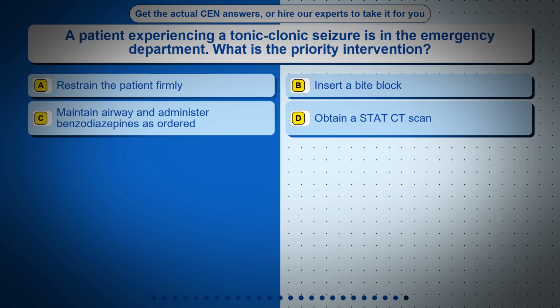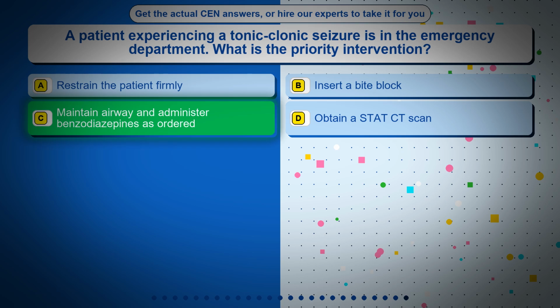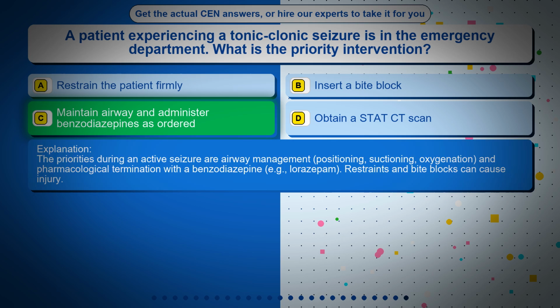Question 24. A patient experiencing a tonic-clonic seizure is in the emergency department. What is the priority intervention? Option A. Restrain the patient firmly. Option B. Insert a bite block. Option C. Maintain airway and administer benzodiazepines as ordered. Option D. Obtain a stat CT scan. The correct answer is option C. Maintain airway and administer benzodiazepines as ordered. The priorities during an active seizure are airway management, positioning, suctioning, oxygenation, and pharmacological termination with a benzodiazepine, for example, lorazepam. Restraints and bite blocks can cause injury.